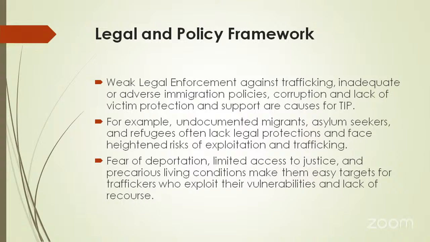Legal and policy frameworks. Weak legal enforcement against trafficking, inadequate or adverse immigration policy, corruption and lack of victim protection. Undocumented migrants and asylum seekers often lack legal protection and face heightened risk of exploitation. Fear of deportation, limited access to justice. What this Al Jazeera report was talking about, in the US currently, they have totally dispensed with due process. They are abducting students. In the last month or so, 300 international students have been abducted. Some have been deported and some have disappeared into detention centers.